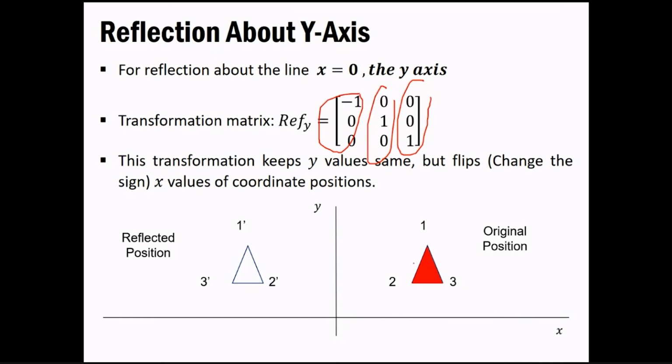So you can see 1, 2, 3 over here, but over here it has been changed to 1, 3, 2, because you are taking the mirror image. Okay, so that is the reflection about the y axis, and that is what you have to do.